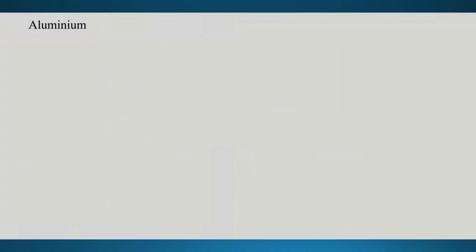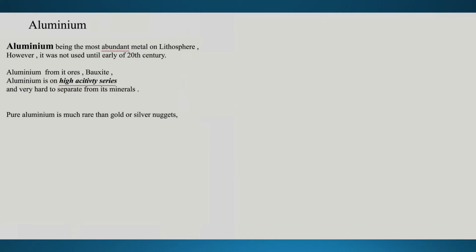Now we talk about aluminium. Aluminium is actually the most abundant metal in the lithosphere. The most plentiful, yet very, very hard to extract, because until the 20th century, we could not use it. Aluminium comes from the ore called bauxite. And if you look at the activity series, aluminium is very high and very, very hard to separate from the mineral.